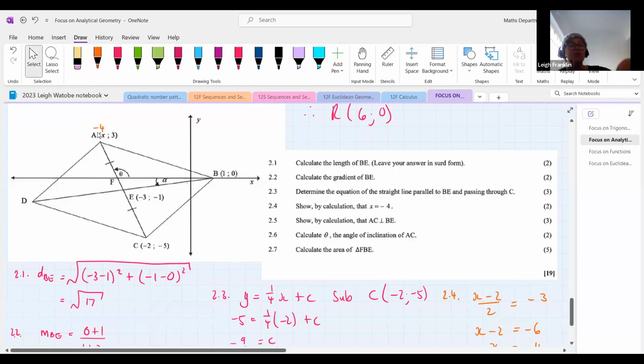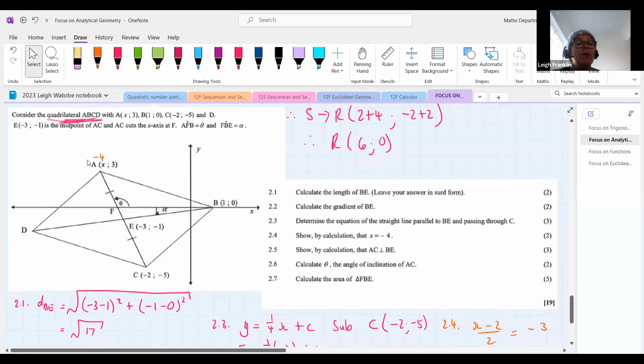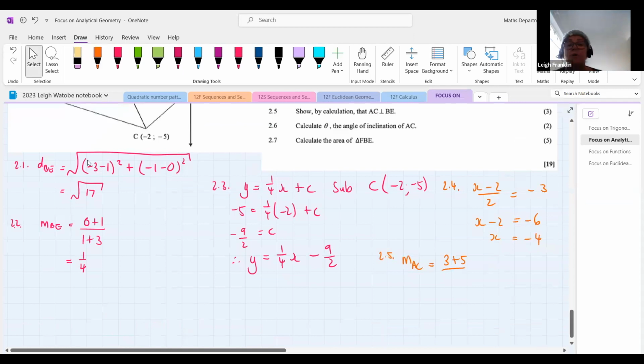Can you see how each thing we calculate helps us with the next one? So we've got 3 plus 5 as our change in y, and then at the bottom -4 plus 2. So that gives us 8/2, which is -4. We were expecting that as an answer. So 1/4 times -4 is -1.